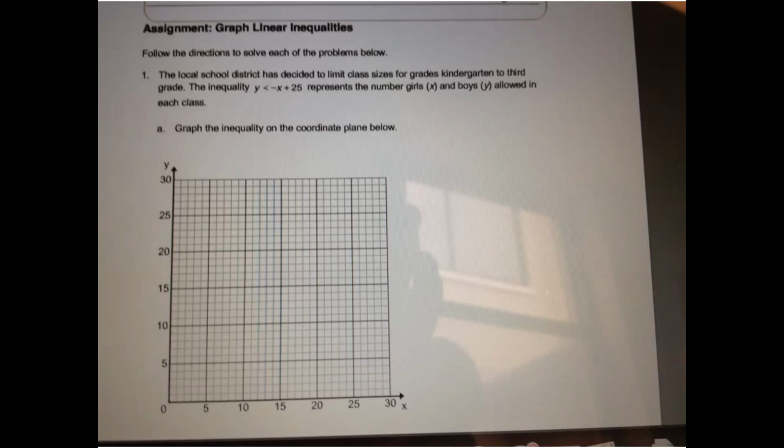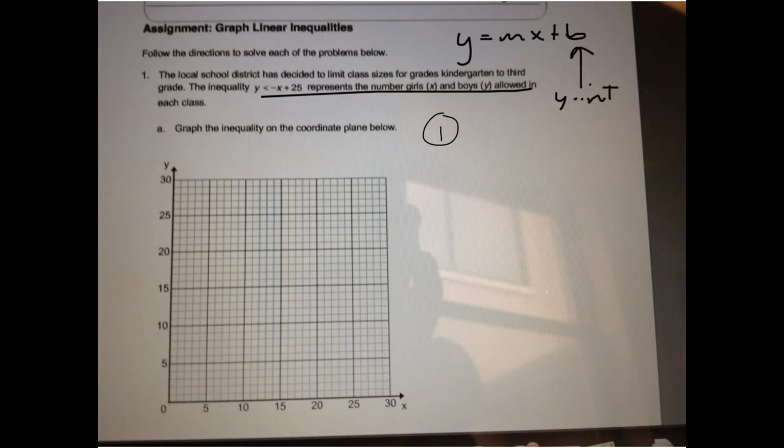So the first thing we do, our first step, is we want to plot the y-intercept. Do you remember this equation? y equals mx plus b. This is our y-intercept. That means that's where it crosses that axis right there. So all we do is look right there. In this equation, that is 25. So we plot our b. I'm going to plot that. It'll be at 25 right there.